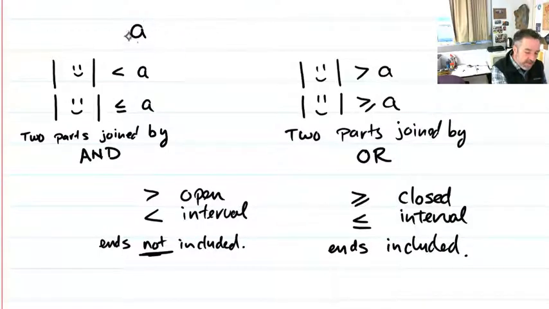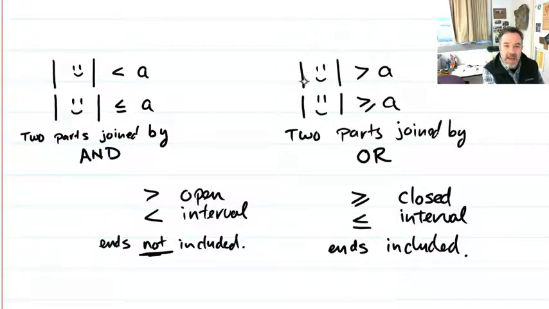When I see that the absolute value is the smaller part, I know that this is going to become two separate inequalities, two parts that will be joined by and. Less than, and. Over here, if I have the absolute value of some expression is greater than a, or greater than or equal to a, it will be two parts that are joined by or. Greater, or.